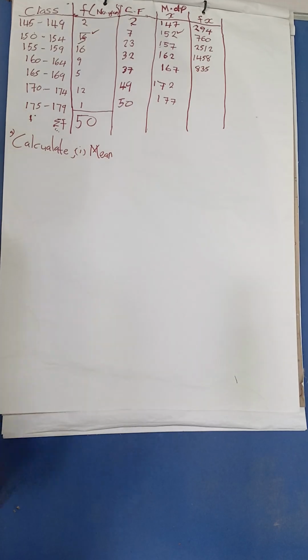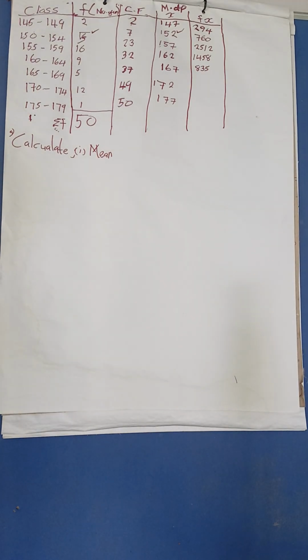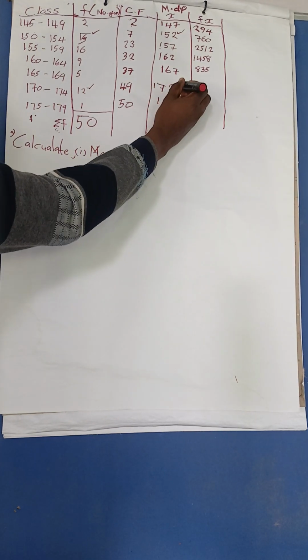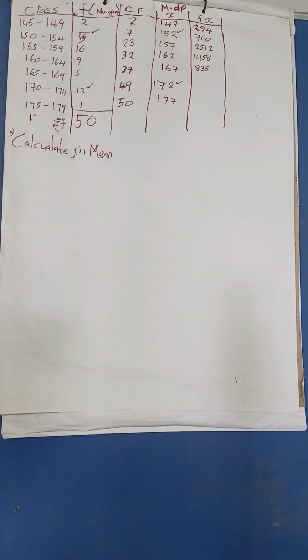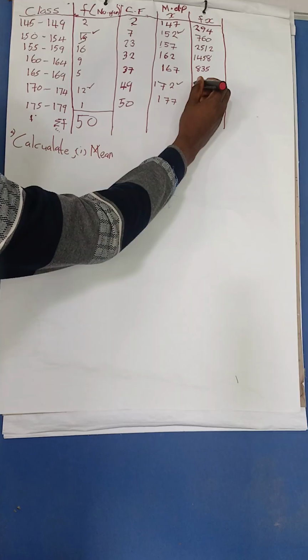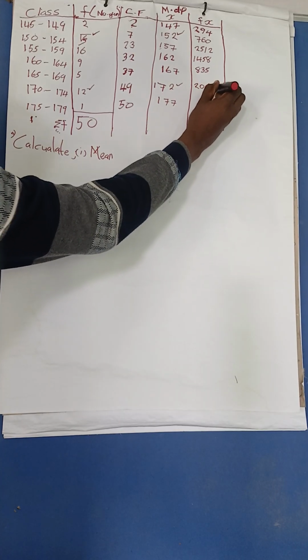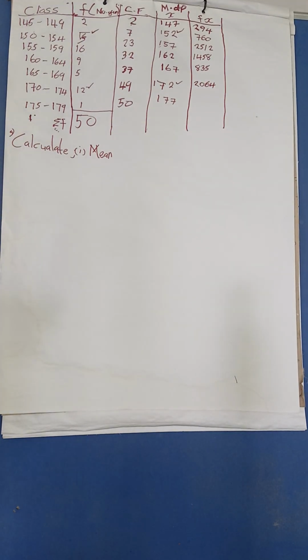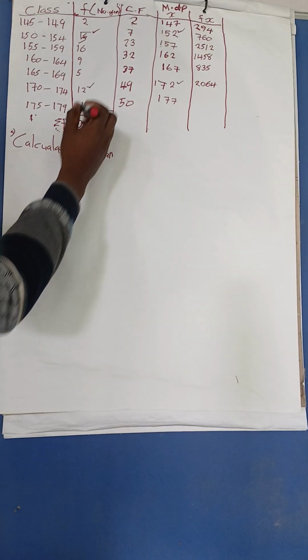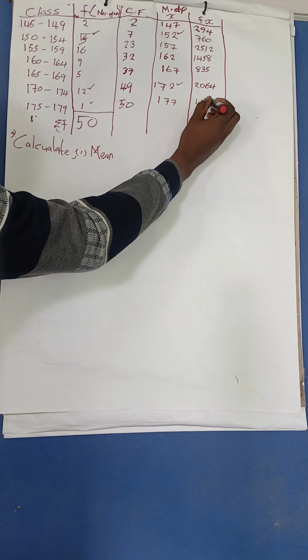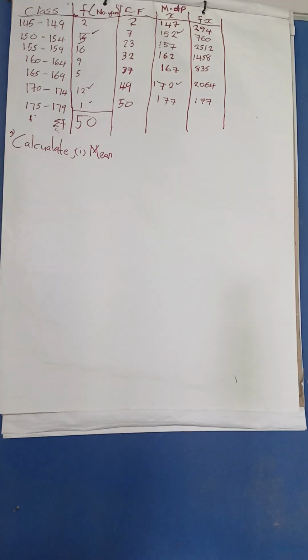Then 12 multiplied by 172, I'll get 2064. Then I go ahead. The last one will be 1 multiplied by 177, so it will be 177. Good. So that is how we do the fx column.